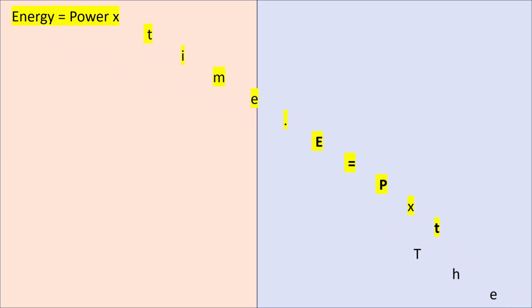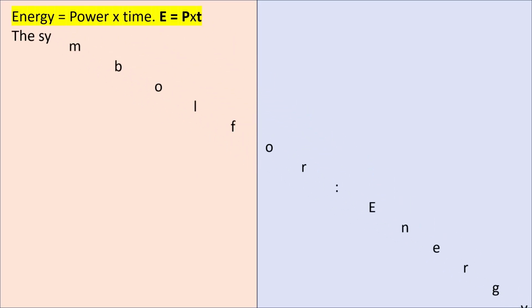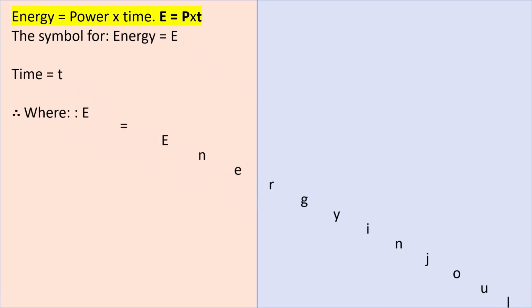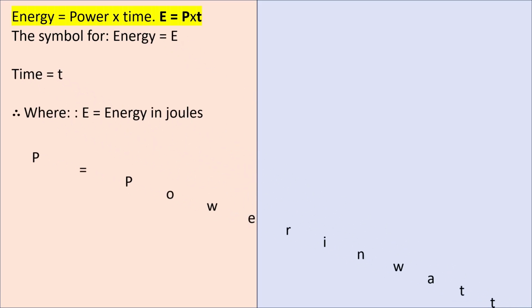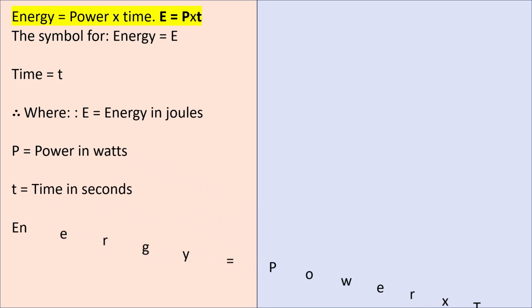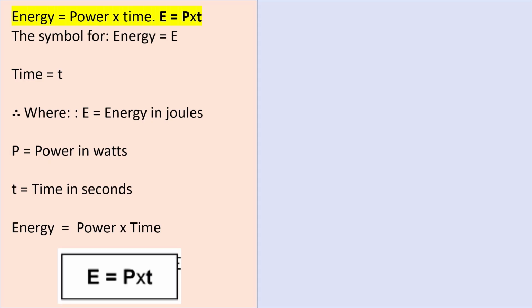Energy equals power times time. E equals P times T. The symbol for energy is E. Time is T. Therefore, where E is energy in joules, P is power in watts, and T is time in seconds, energy equals power times time.